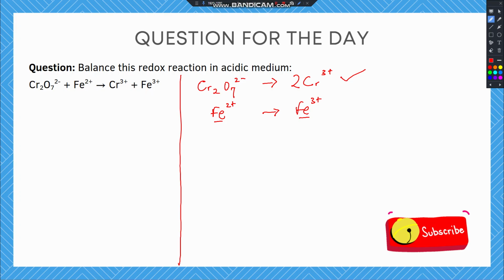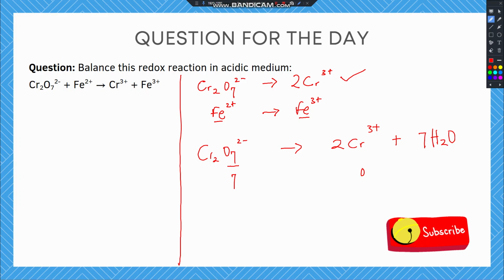To balance oxygen, the first equation has Cr₂O₇²⁻ yielding 2Cr³⁺. Now we are balancing oxygen. How many atoms of oxygen do we have? We have on the left side 7 atoms of oxygen, and on the right side we have 0 atoms of oxygen, which tells us that we need to add 7 molecules of water to the right hand side to make oxygen balanced. So we've done that for the first equation now.